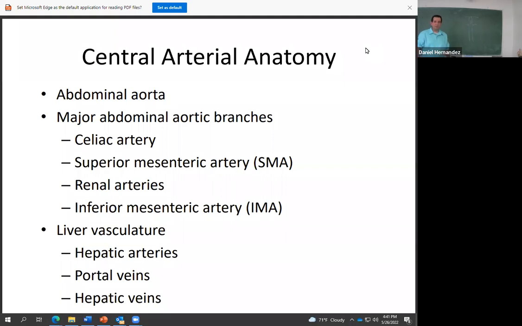We do have some other vasculature which exists, particularly when we're talking about the liver. When we're talking specifically about the liver, we have hepatic arteries, which bring blood flow to the liver. The hepatic artery is one of the branches off of the celiac artery. We also have portal veins. The main portal vein brings blood flow to the liver as well. So both hepatic artery and portal vein bring blood flow to the liver.